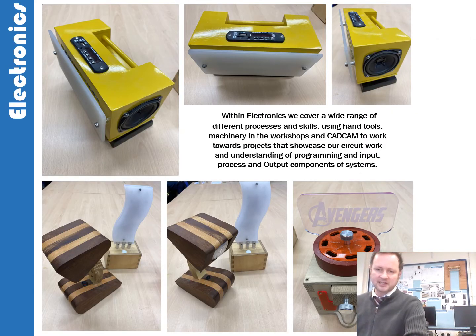Then we have electronics, very similar to resistant materials, but electronics students focus more on the programming aspect and the way that the system or electronic circuit would work behind their prototype design. So it would end up being a working functional item that has an electronic system within it. For example, an MP3 speaker or a light that is programmed to react in a certain way to different situations.